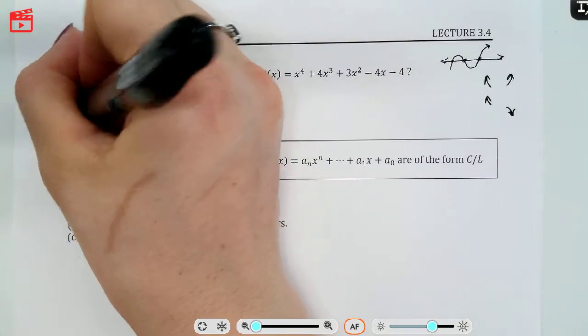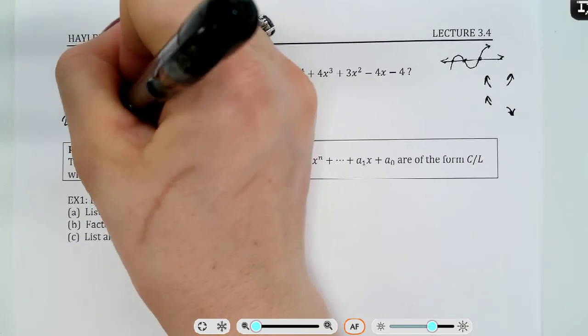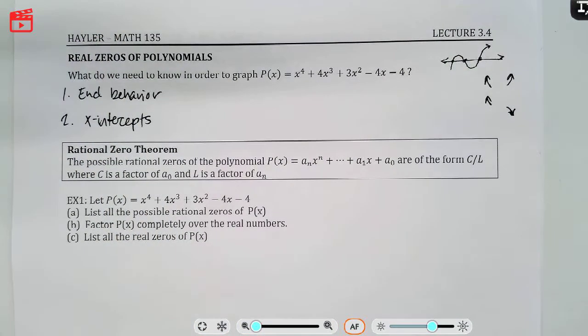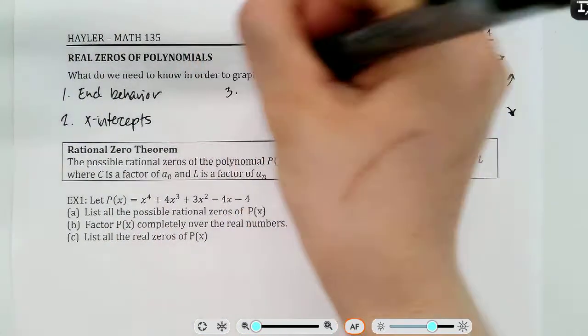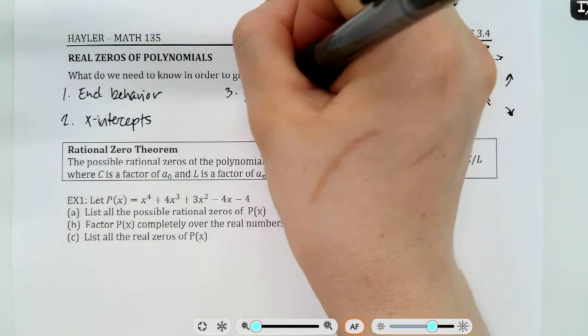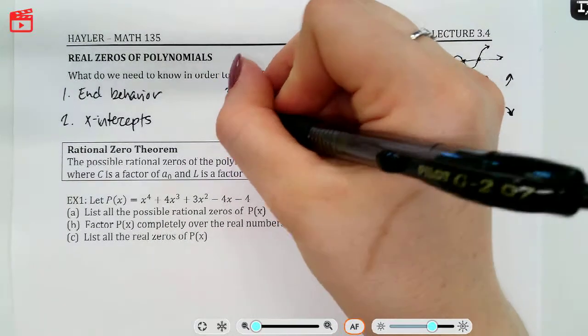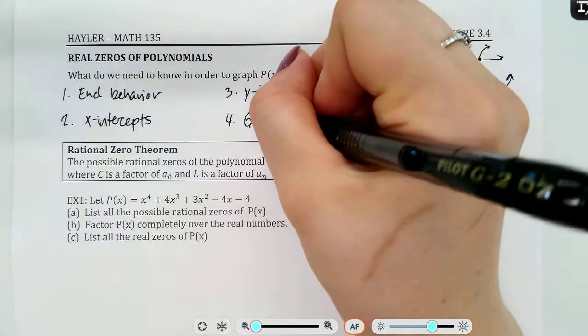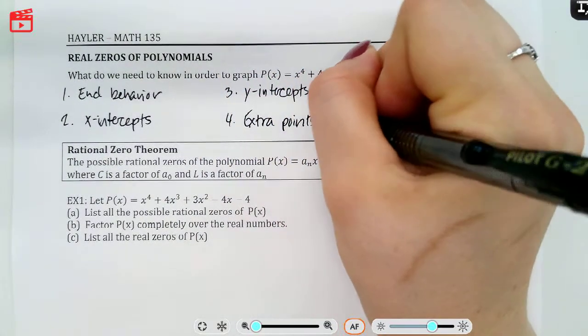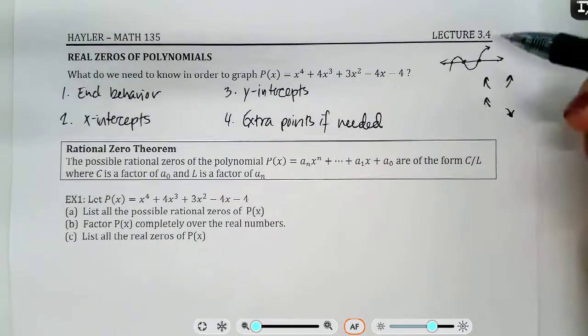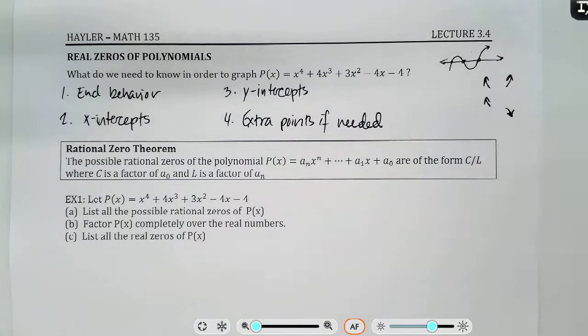Second thing we want to look at are the x-intercepts, or our zeros. Third thing would be the y-intercepts. And then fourth would be any extra points if needed, if we're not sure if our graph was above or below the axis, as we did before when we were checking some test points.